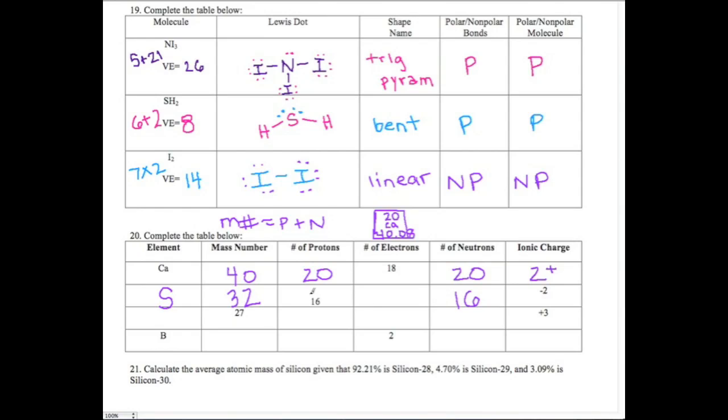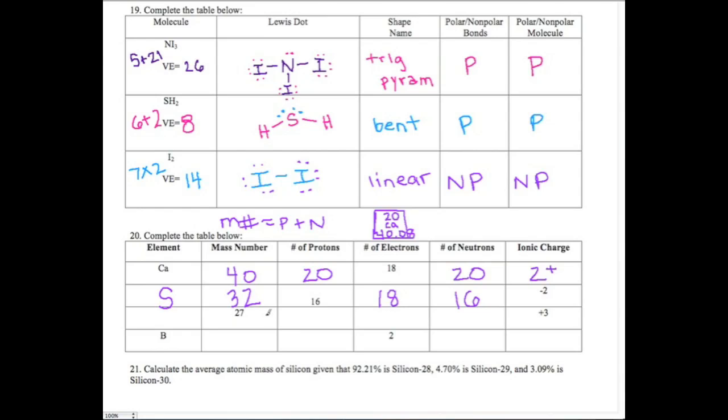Okay, now I have 16 protons and I know my ionic charge is -2. Which means I have 2 more electrons than I do protons, since electrons are negatively charged. So if I have 2 more electrons than protons, I've got to have 18 electrons. All right, keep going. Mass number of 27.